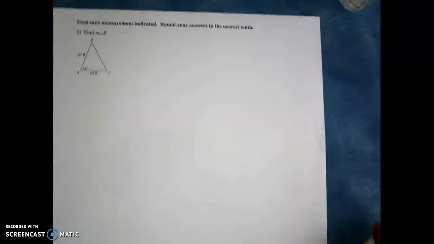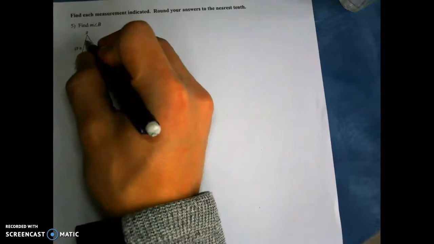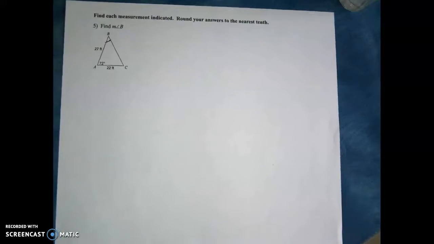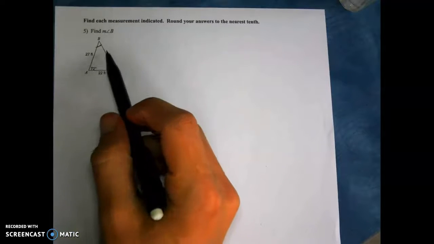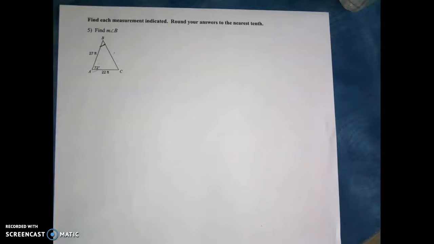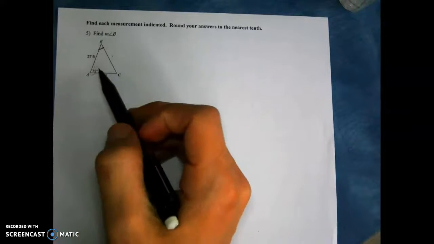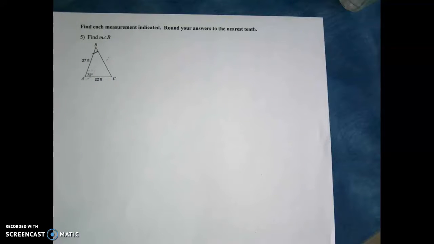And then the last problem, number 5, we want to find measure B. So we want to find this angle here. Well, the first thing I notice is that this is not a right triangle. Then we think, if it's not a right triangle, then we go to law of sines. So now we want to find one that has both the angle and the side. Well, yikes, I don't see that here. Because here, I can't find the side. I can't use Pythagorean Theorem because this is not a right triangle. So when we get to this point, now I resort to law of cosines.